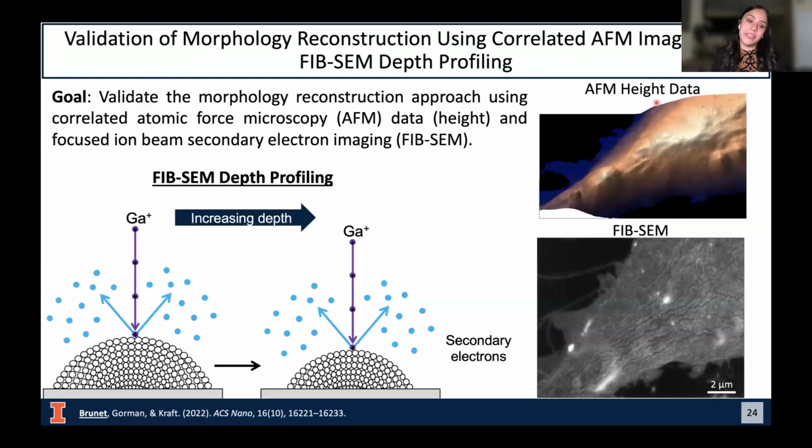Now, when we were working on this project, unfortunately, it was the beginning of the pandemic. The nanosims that we typically use is located at Lawrence Livermore National Lab, so we didn't have access to the instrument. So we had to find an instrument on campus that would simulate the depth profiling process that occurs during nanosims. For this, we used FIB-SEM. FIB-SEM uses a gallium ion beam, and it produces secondary electron images. So what we did is that we took AFM of various cells, and then we performed FIB-SEM. We collected secondary electron images.